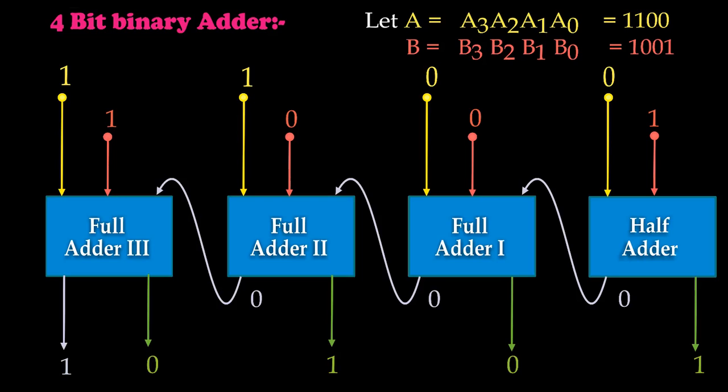The 0 from the carry is again added to the next bit addition. Here the inputs for the second full adder will be 1, 0, 0. Output will be 1 and 0. 1 will be the sum and 0 is the carry, which is added to the last full adder, that is the third full adder. So inputs of the third full adder will be 1, 1, 0. So output will be 1, 0, where the 0 will be the sum and 1 will be the last carry.